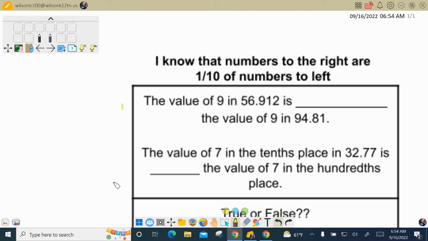Good morning. In this video, we are going to be doing 10 times and 1/10 of decimals. So this is just like 10 times and 1/10 of whole numbers, except now there's a decimal point, so it's all good. Let's go ahead and read the first one.